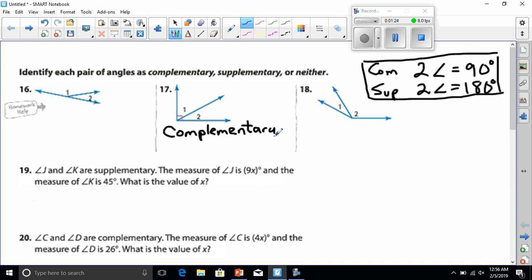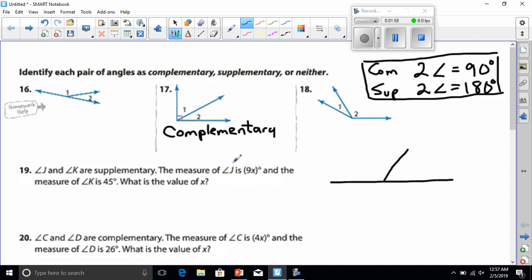Okay, let's go to number 19. It says angle J and angle K are supplementary. All right, supplementary. That means there are two angles that equal 180. So let's just go ahead and say that we have a line here and two angles that equal 180. That would be a line splitting them up.